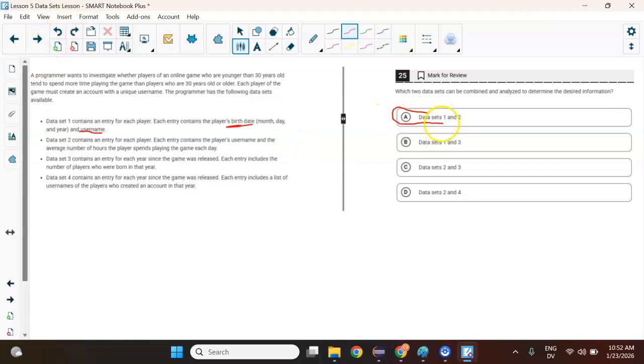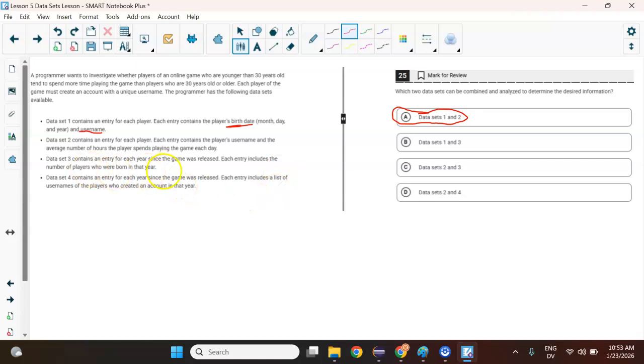Because you can match up the usernames, and then you'll know their birth date from data set 1, and then you can combine it with their average hours playing from data set 2. Then you could look at the ones that are less than 30 compared to the ones that are greater than or equal to 30 and figure out if their averages are different.